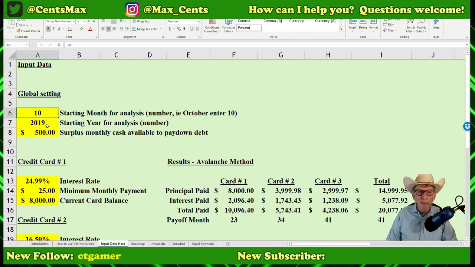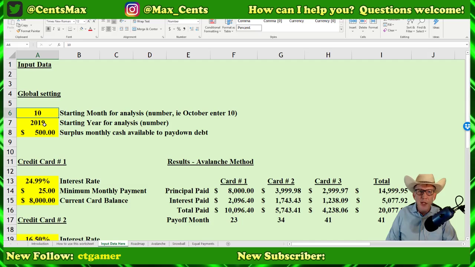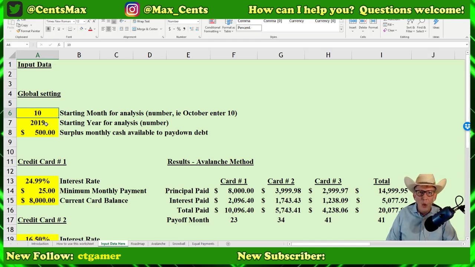Okay, so this is the input data portion of the spreadsheet, and you're going to change only the values that are in the yellow fields. If you change anything that's not marked in yellow, you're likely to break a formula in the spreadsheet. And for that reason, I recommend that you make this file a read-only file. If you want to save your work, you can do a save as to avoid any issues with the formulas.